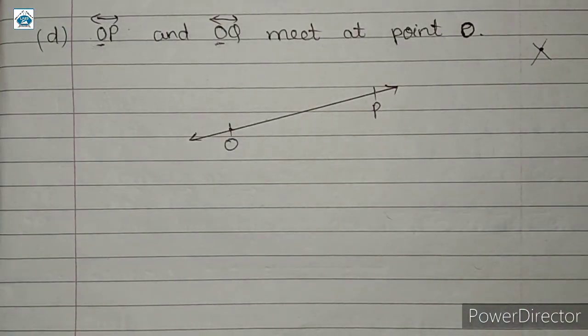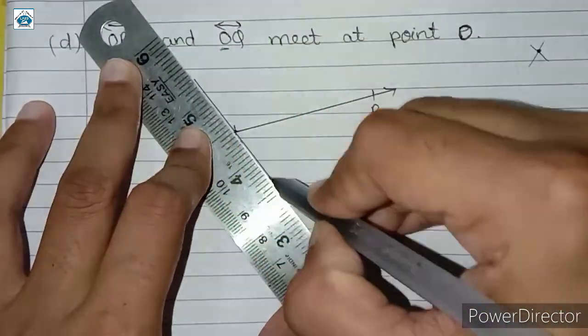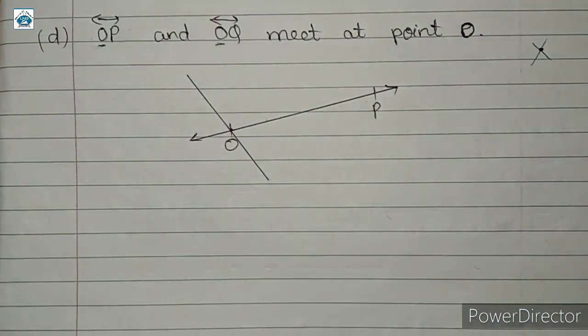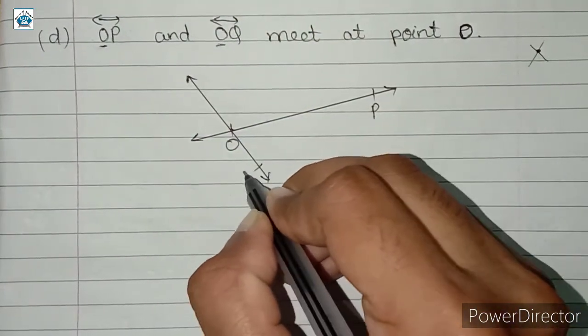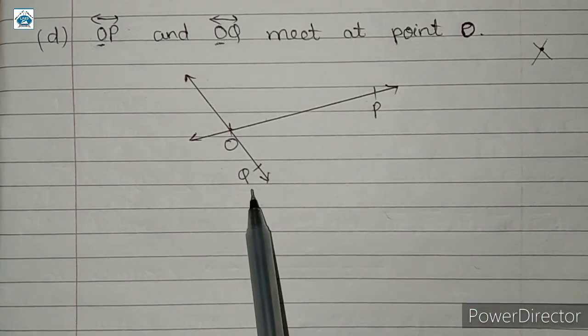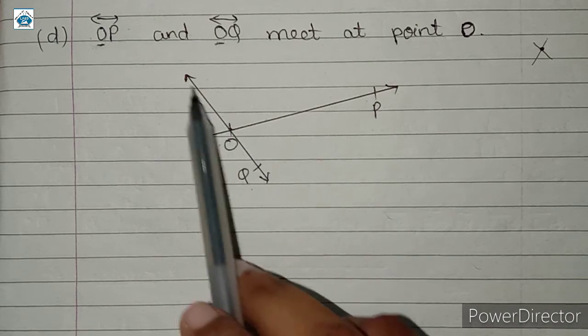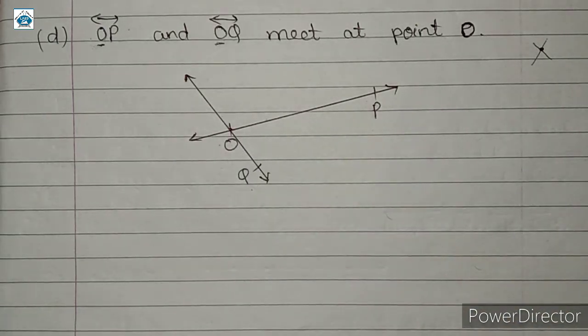Then how will we draw this? We will simply draw another line passing through this point. इस point से पास होता हुआ एक line draw करेंगे and we will name this point over this as Q. So here this is line OQ and this is line OP. Both meet at point O. So in this way you have to draw the diagram, the figure in your notebook, but you should draw using scale and pencil.